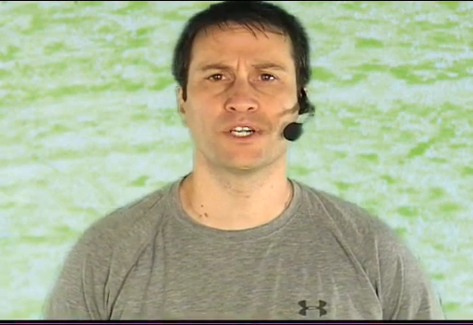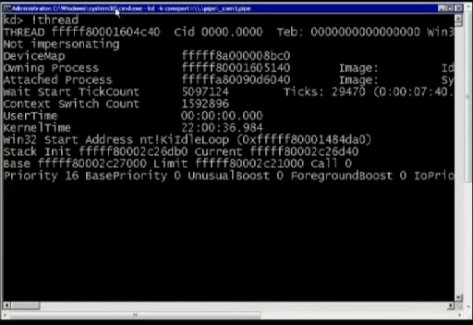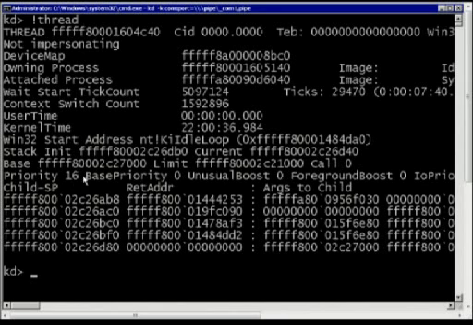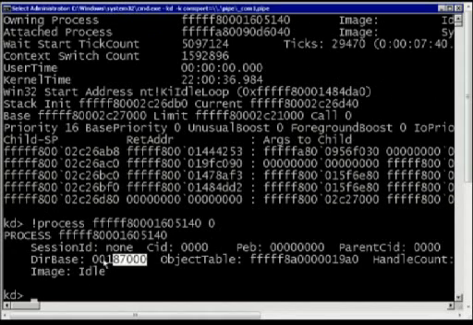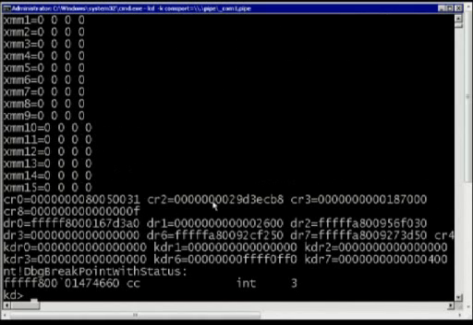Looking at a thread structure as output by the !thread kernel debugger command, we see its priority and the owning process. Looking at the process structure as output by the !process kernel debugger command, we see the directory base from which all virtual memory is derived for the threads owned by this process. The .context command also gives the directory base, as does the CR3 CPU register.